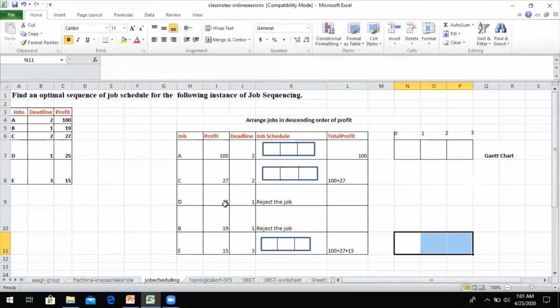So let's move on. The first job that will be picked up in order to add to the scheduling would be A. Its profit is 100 and its deadline is specified as 2.